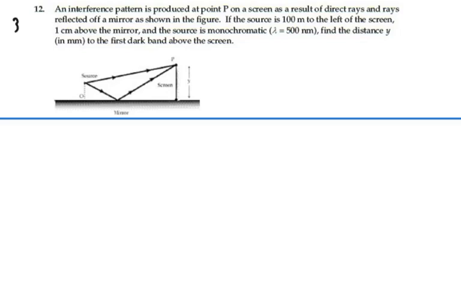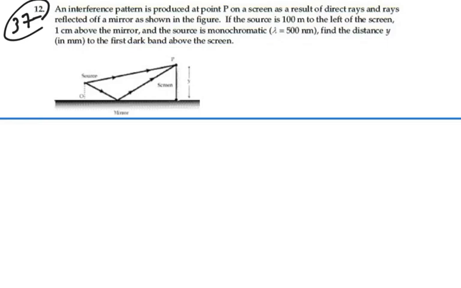Here's problem 3712. An interference pattern is produced at a point P on a screen as a result of direct rays and rays reflected off a mirror as shown in the figure. If the source is 100 meters to the left of the screen, 1 centimeter above the mirror, and the source is monochromatic, wavelength of 500 nanometers, find the distance y in millimeters to the first dark band above the screen.